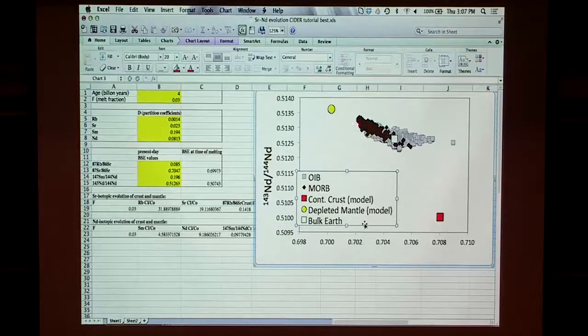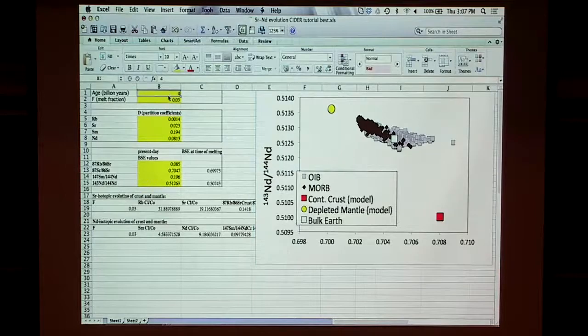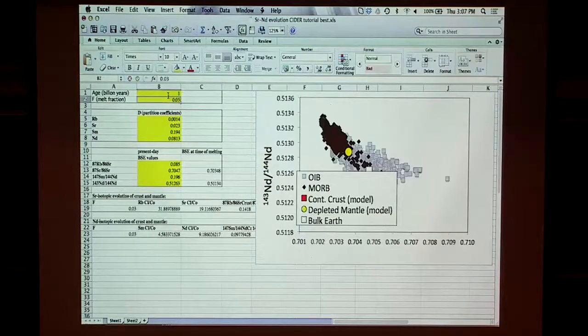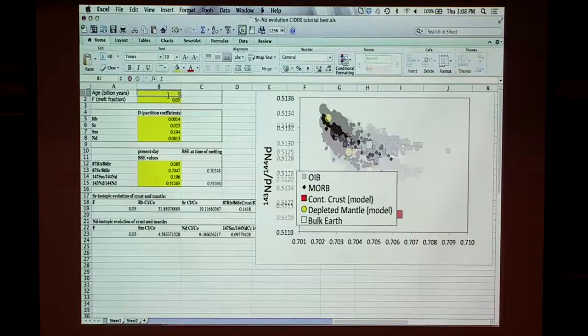It's pretty close to MORB. The MORB is actually pretty close isotopically to bulk silicate Earth if Boyet and Carlson's interpretation is correct. So you can do all sorts of things by changing the time that the fractionation event occurred.